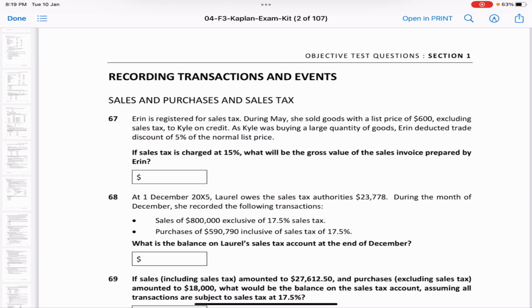Hello everybody, in this video we will be solving the ACCA F3 Kaplan exam kit. In this particular video we will be solving the questions on sales tax, purchase tax and discount, and the next chapter, which is inventory. So these two chapters we will be solving the entire exam kit of Kaplan. Also we will be revising both the chapters quickly so that we will be able to solve the questions.